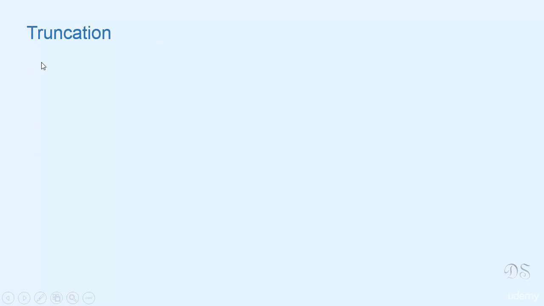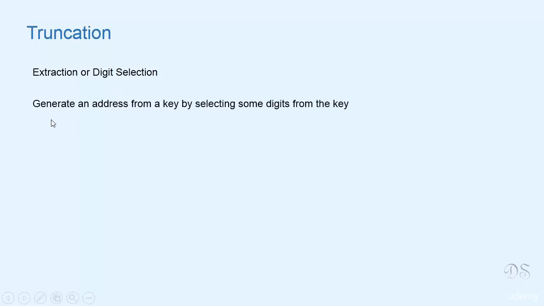Now the first method that we'll see is truncation. It is also called extraction or digit selection. It is the simplest method for constructing a hash function. In this method, we generate an address from the key by selecting some digits from the key. For example, we can take some rightmost digits or some leftmost digits from the key as the address.